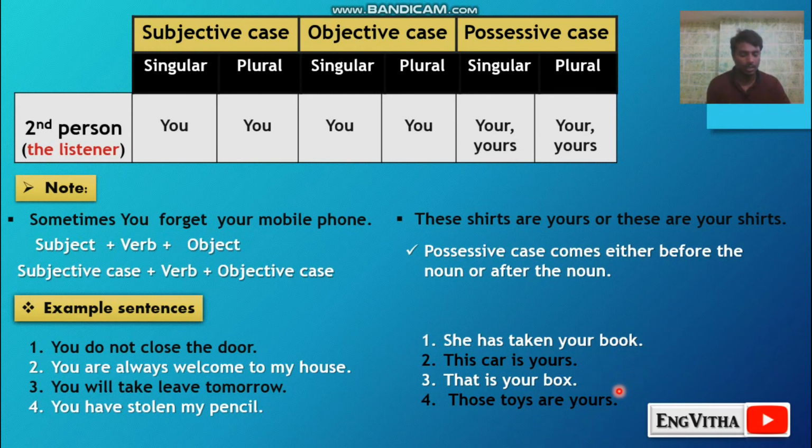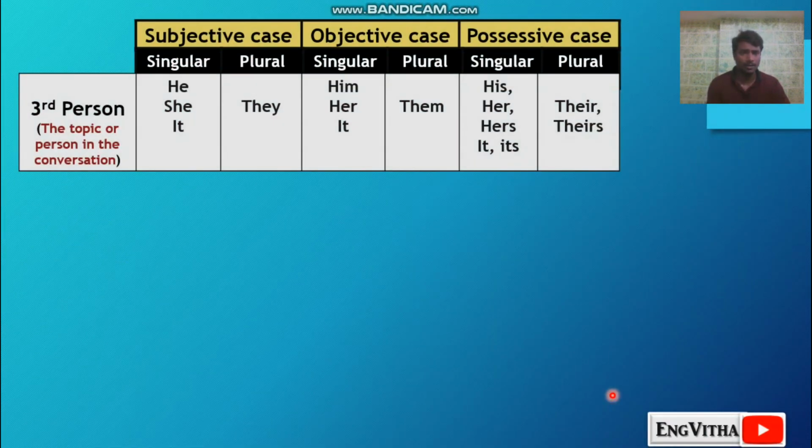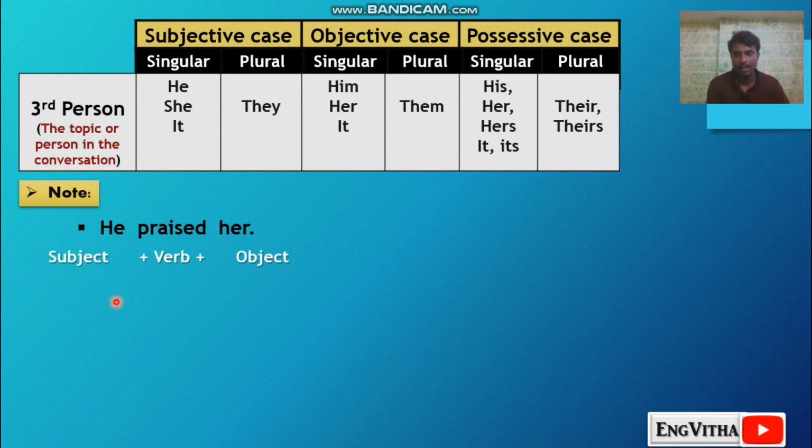So let us move on to the third person. Those are he, she, it, and they. But before that, we need to note one thing, as we did with the others too. That is, he praised her. This sentence is also framed by the fundamental formula, that is subject plus verb plus object, like subjective case plus verb plus objective case. This is how we make sentences in the English language.